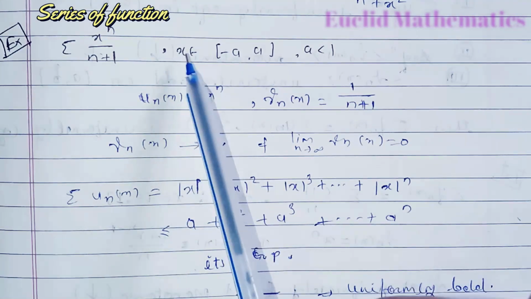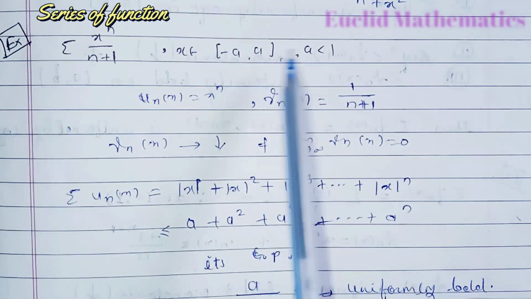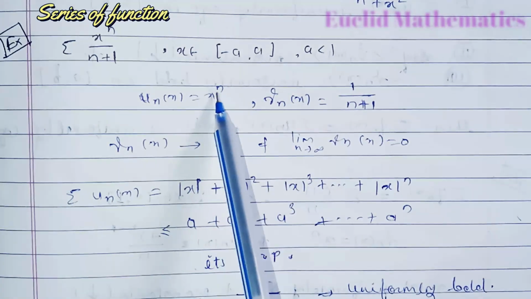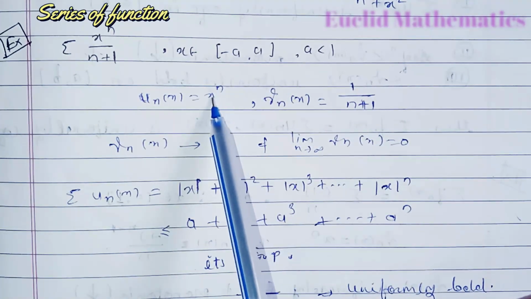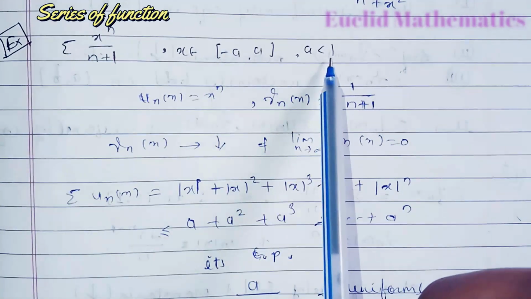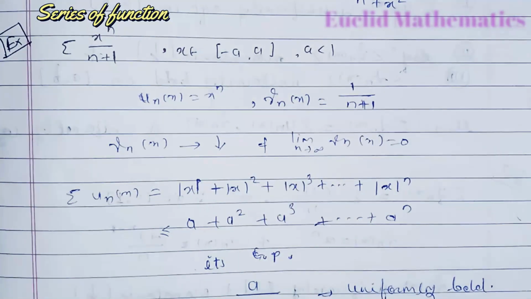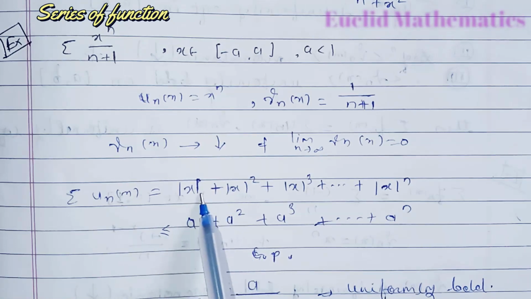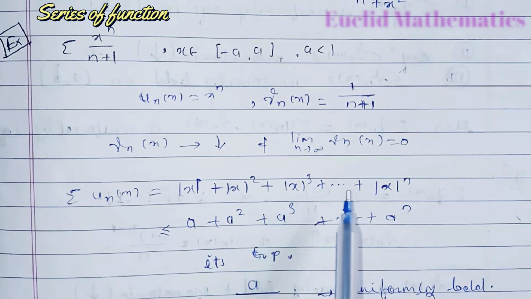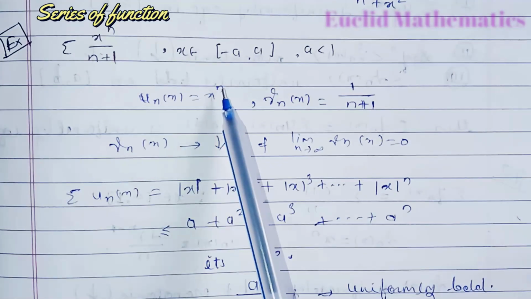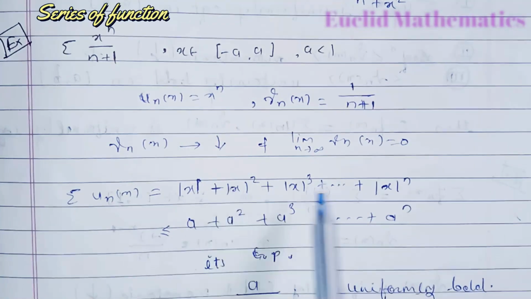For the other one, x raised to n, it is given that x belongs to the closed interval minus a to a, and the value of a is smaller than 1. When we apply the limit n tends to infinity, we can see that it is a part of an element smaller than 1. When an element is smaller than 1 and the power goes to infinity, we know that the term gets smaller and smaller. So let's see how it gets smaller. I expanded u_n(x) here: mod x plus mod x squared plus mod x cubed plus up to mod x raised to n, running the value of n from 1 to n.